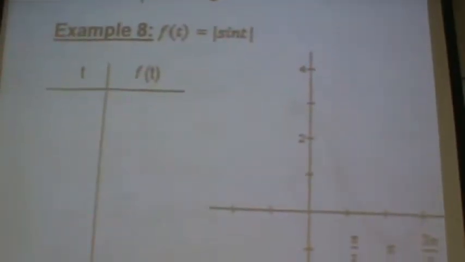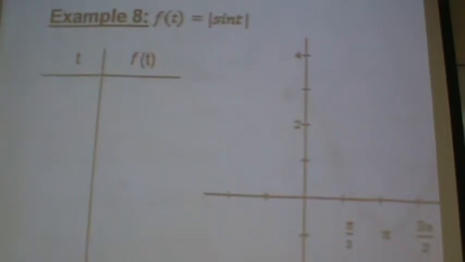You're going to see the absolute value of the sine curve. Can you give me the parent function? 0, pi over 2, pi, 3 pi over 2, and 2 pi. So the sine curve was on, above, on, below, on.